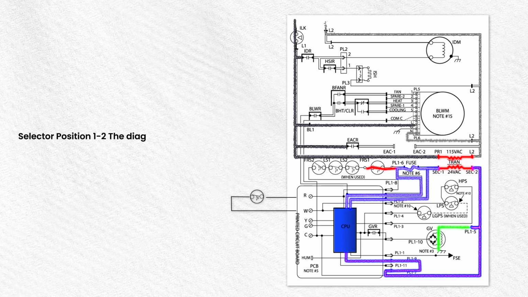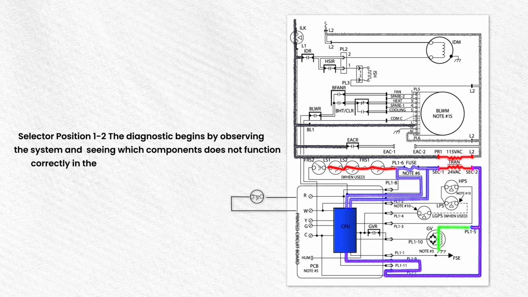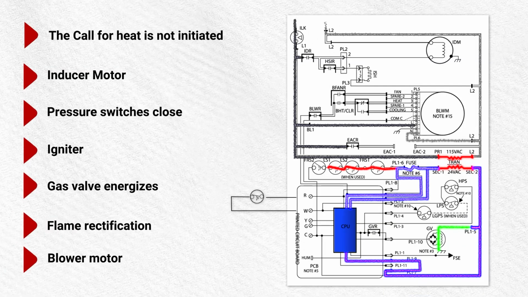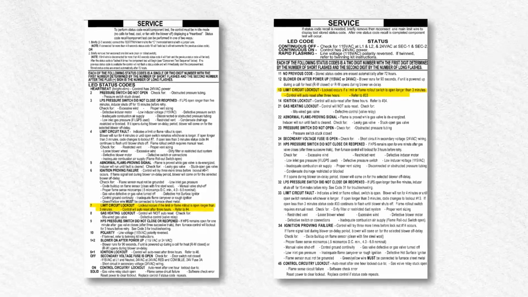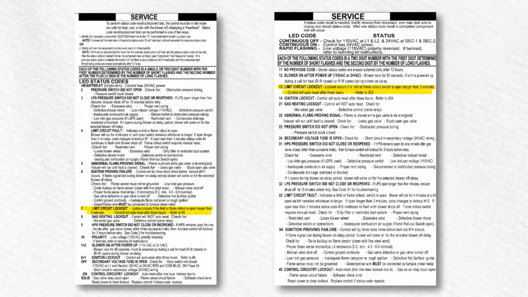Selector Position 1-2. Diagnostics begins by observing the system and seeing which components do not function correctly in the component sequence of operations. The call for heat is not initiated. The fault status indicates a limit circuit lockout. The CPU logic prevents any functionality with the system lockout.